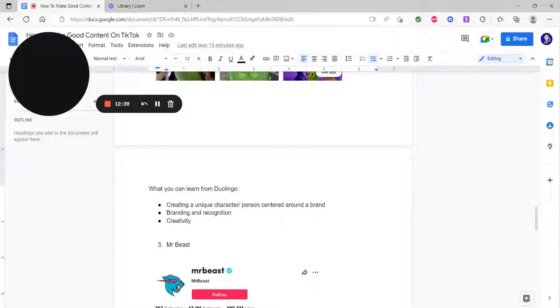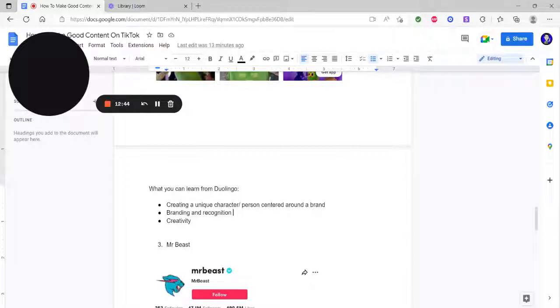And that's kind of what Duolingo does, especially with the usage of their owl. Literally every TikTok they have, the owl's there. Why? Because they want to make sure that you know what Duolingo is. When you see Duolingo, you picture the mascot, and that's kind of the point.